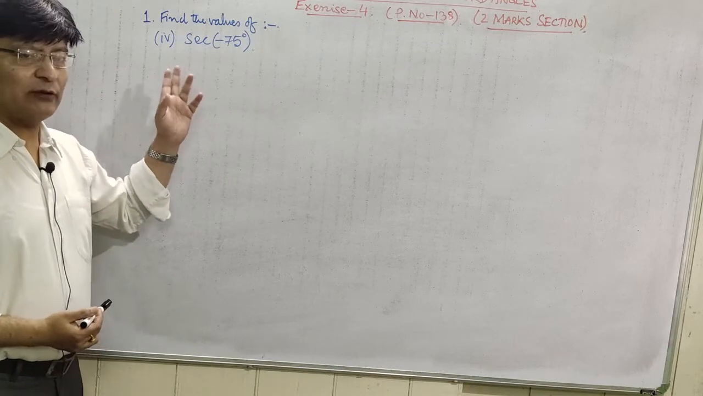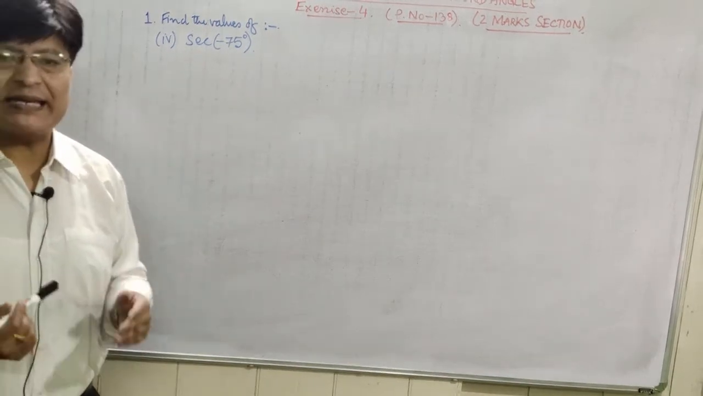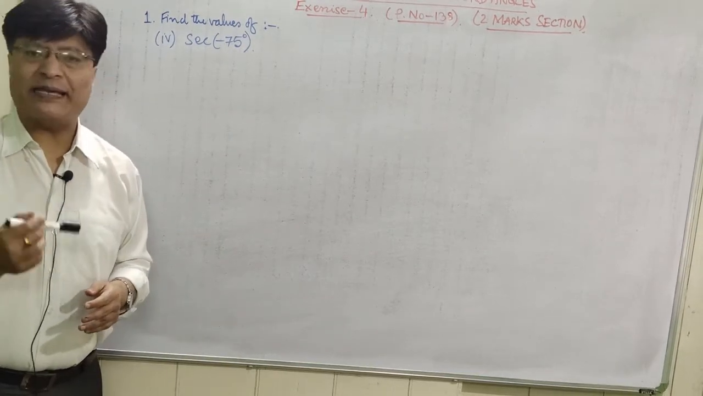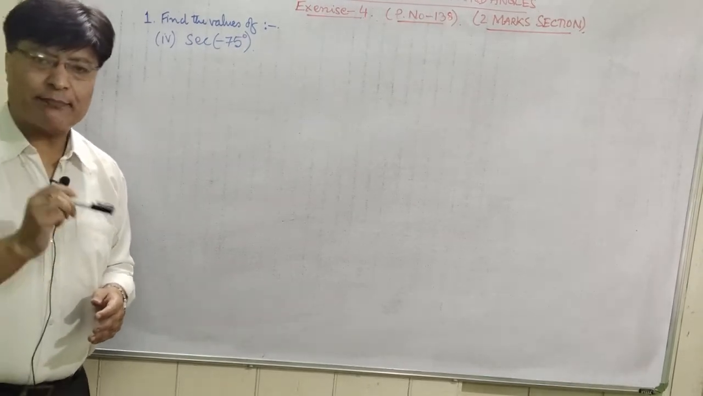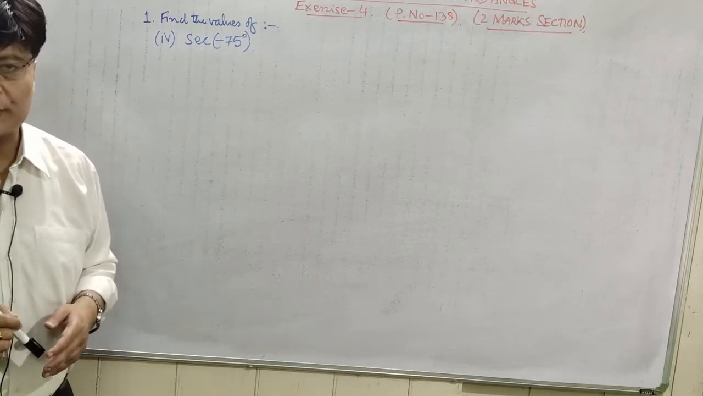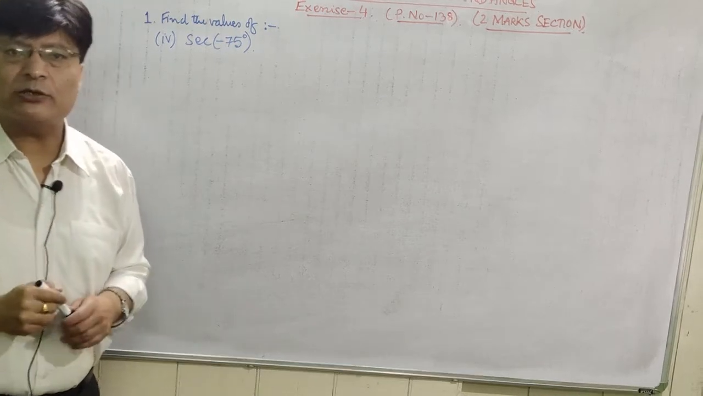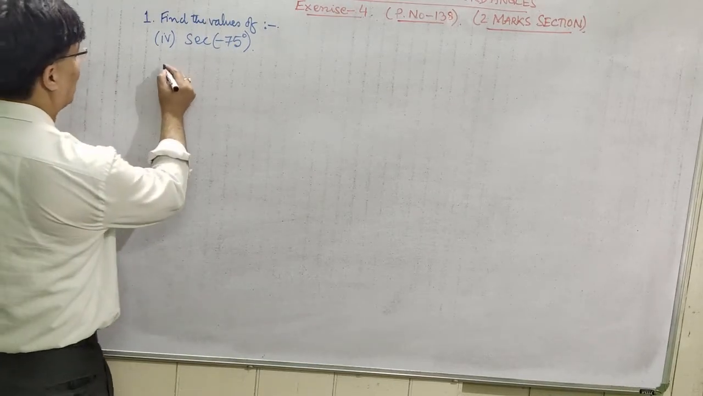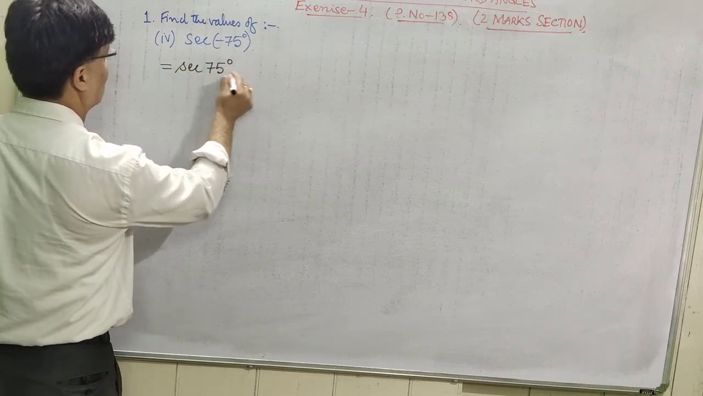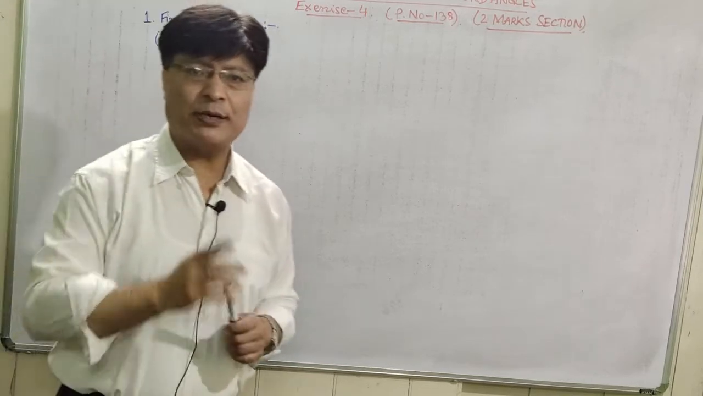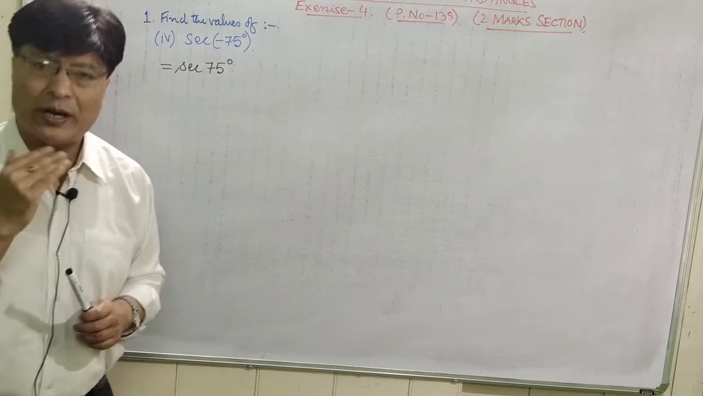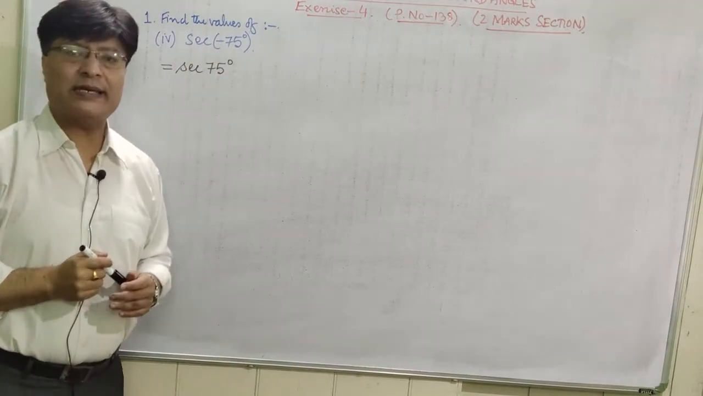Let us find out the value of sec within bracket minus 75 degree. So this is also in the form sec of minus theta. So you know that minus theta always lies in the fourth quadrant, and in the fourth quadrant sec is always positive. What is sec of minus theta equal to? It is sec theta. So you can write here, this is sec only 75 degree. So I think you have understood it, because sec of minus theta is sec theta. Because in this case, whatever may be the angle here, you can take it as theta.